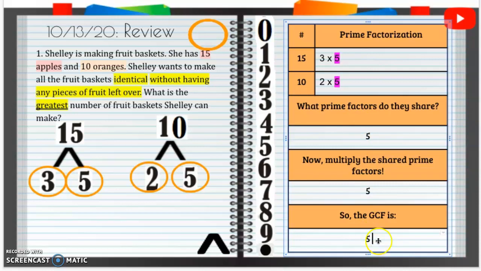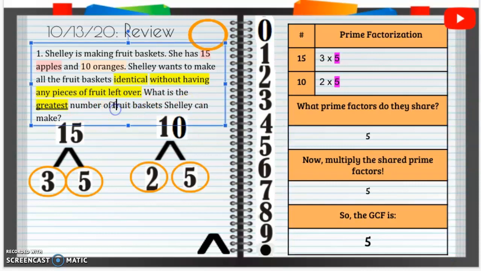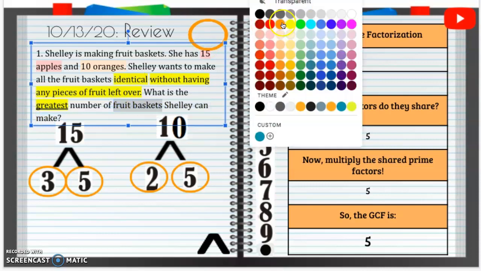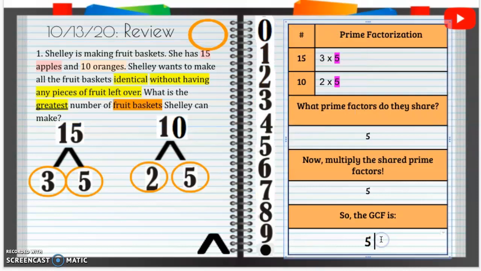But now let's label it. So when we label it, 5 what? What does this 5 mean? What does that number mean? Well, the question essentially says, what is the greatest number of fruit baskets that Shelly can make? So fruit baskets. So I'm going to highlight that fruit baskets. That is our end goal, what we're trying to get to. So 5 fruit baskets is what she can make. And there's our review. Great job.